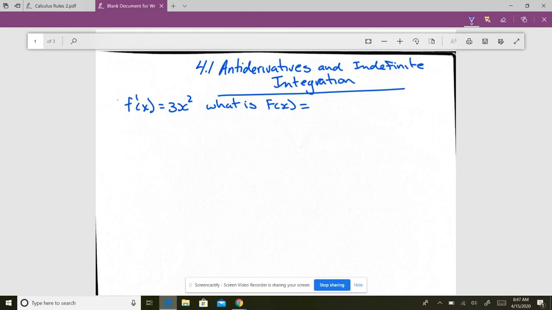All right, everybody, we are now in chapter 4. This begins the reverse process of everything we learned so far. We were doing derivatives before, so now we're going to do integration, which is the exact opposite. So if we have the derivative equal to 3x squared, what is f of x?